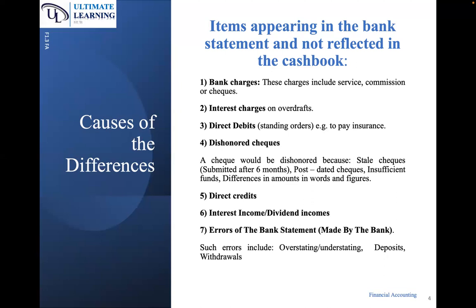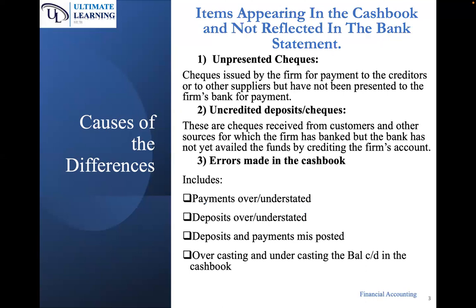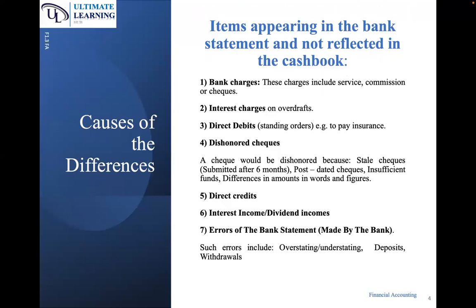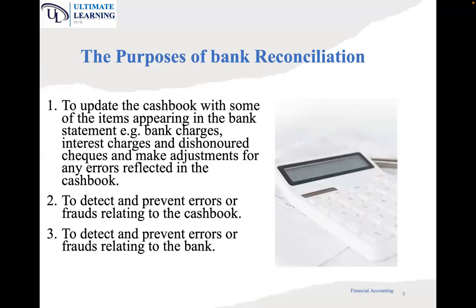And finally, there can be errors that the bank may have made when posting their entries, either on the debit side or the credit side, depending on the side that the bank has made. Such errors may be related to overcasting or undercasting. It can be related to deposits, where there is a credit entry, or it can relate to withdrawals. In that case, there is a debit entry. Now, those are some of the items that appear in the bank statement but are not reflected in the cash book.